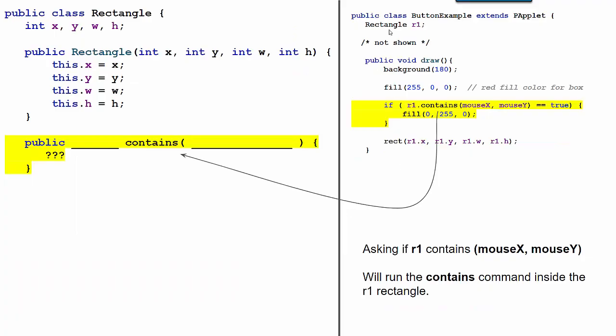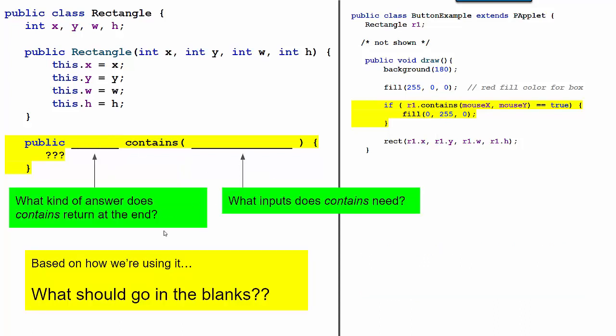So here on the right is the same code I showed you a second ago. Here we're saying if rectangle 1 contains the mouse coordinates, then we'll set the fill color to be green. So when this runs, we jump over to the rectangle class, and you have to write this contains method. So based on how we're using it here, think about what should go here and what should go there. In other words, what kind of answer will contains return at the end, and what kinds of inputs does it need to do its job.